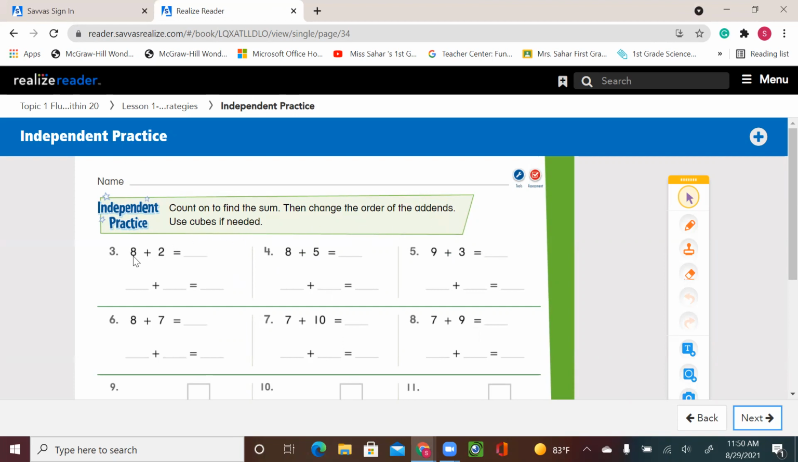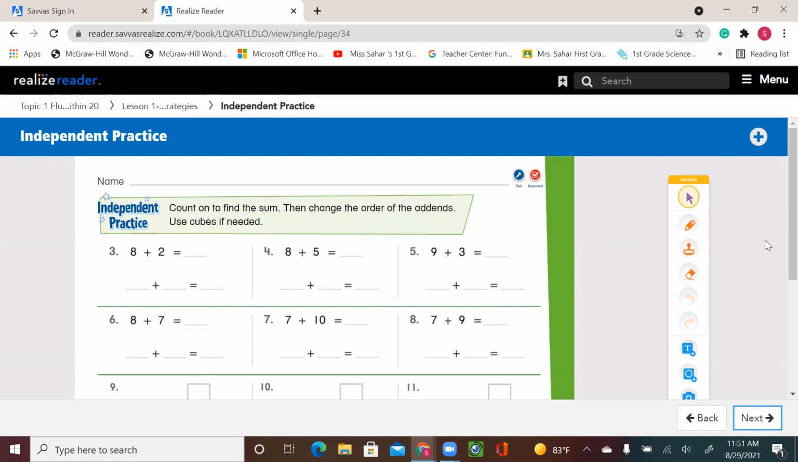So first, I'm going to add 8 plus 2. If you have anything to help you to count, if you have your counters or cubes or buttons or stickers or crayons or even a piece of paper and you just draw circles on the side. So you need to add 8 plus 2.